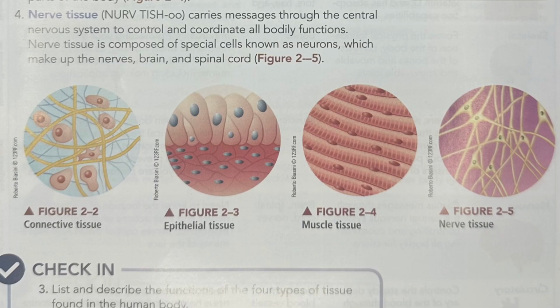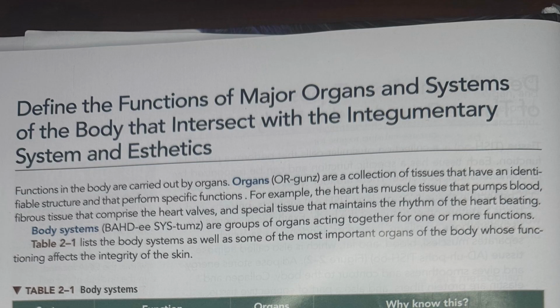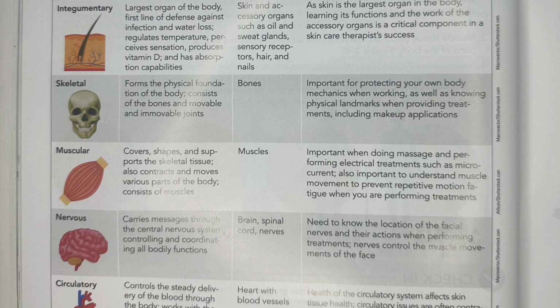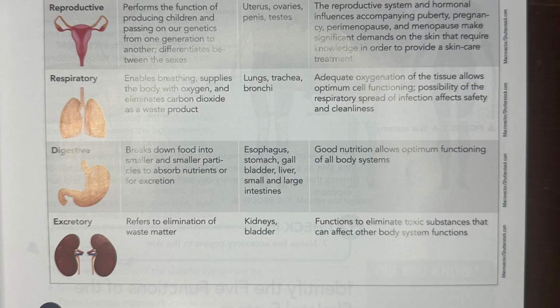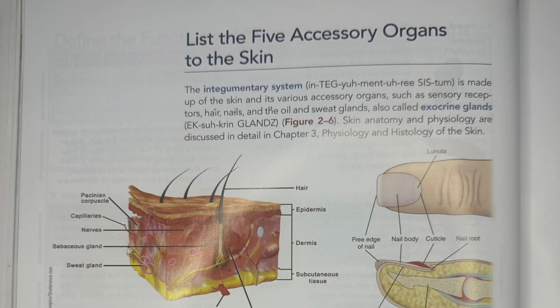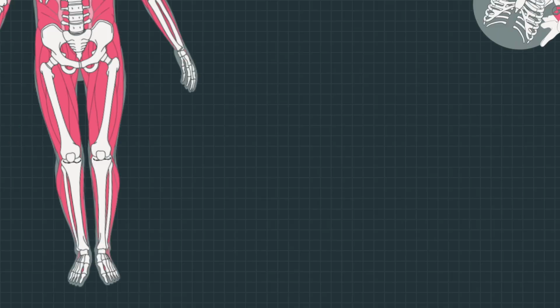Organs and systems related to aesthetics. Organs are structures that perform specific functions. Systems that connect most closely to aesthetics include integumentary, skin, muscular, skeletal, nervous, circulatory, endocrine, digestive, respiratory, excretory, immune, lymphatic. Accessory organs of the skin: hair, nails, sebaceous glands, sudoriferous glands, sensory receptors.